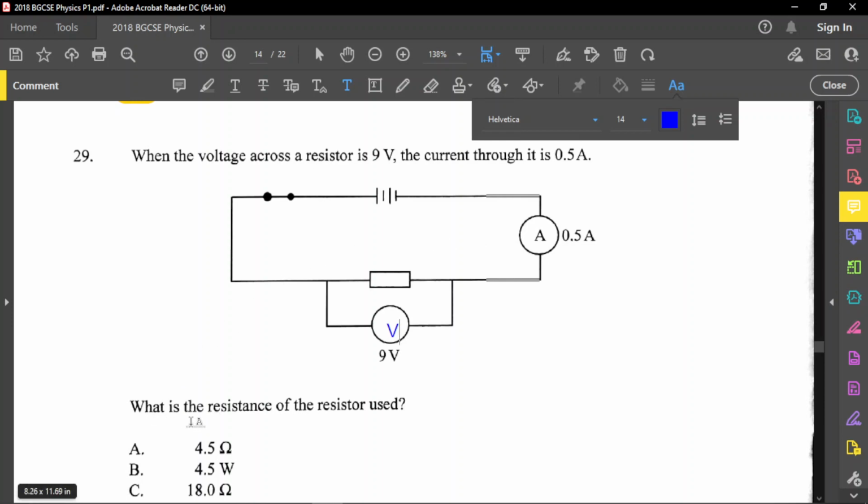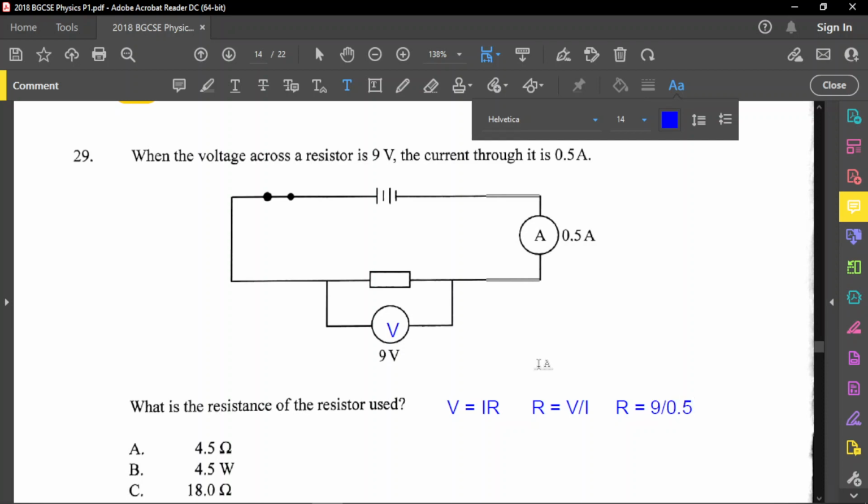All right, so here now it said, what is the resistance of the resistor? Just to point out quickly, a formula you should remember is that V, which is voltage or potential difference, is equal to IR, which is current times resistance. And so to find R, R equals V over I, so V divided by I. And therefore, R is equal to V, which is 9 volts, divided by 0.5.